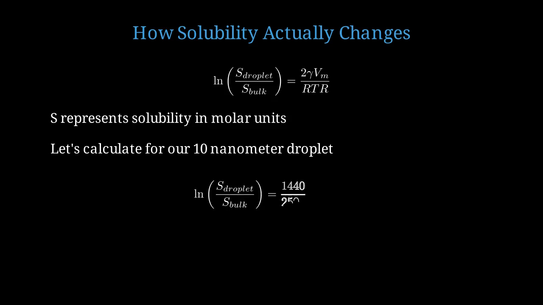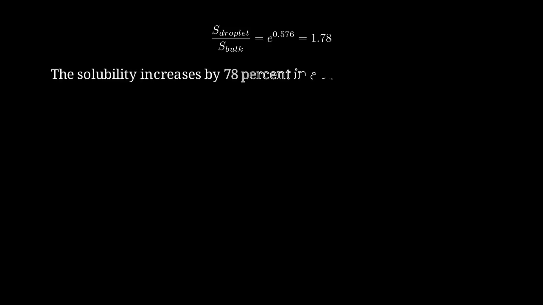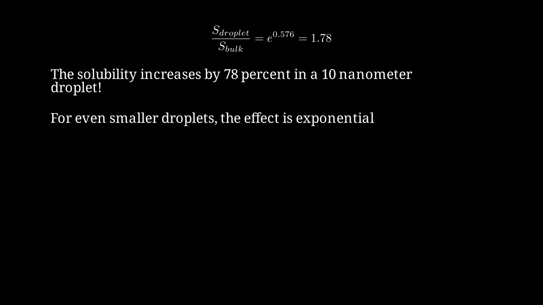The natural log of S droplet over S bulk equals 1440 divided by 2500, which is 0.576. Taking the exponential, S droplet over S bulk equals e to the 0.576, which is approximately 1.78. This means the solubility increases by 78%. A chemical that barely dissolves in bulk can have almost double the solubility in a tiny nanodroplet. And remember, this is an exponential relationship. For even smaller droplets, the enhancement can be factors of 10 or even 100.